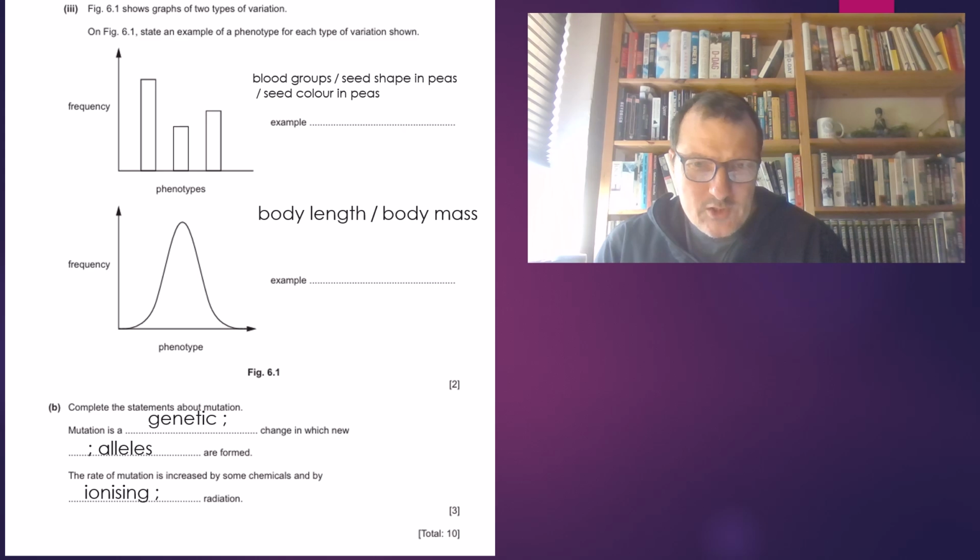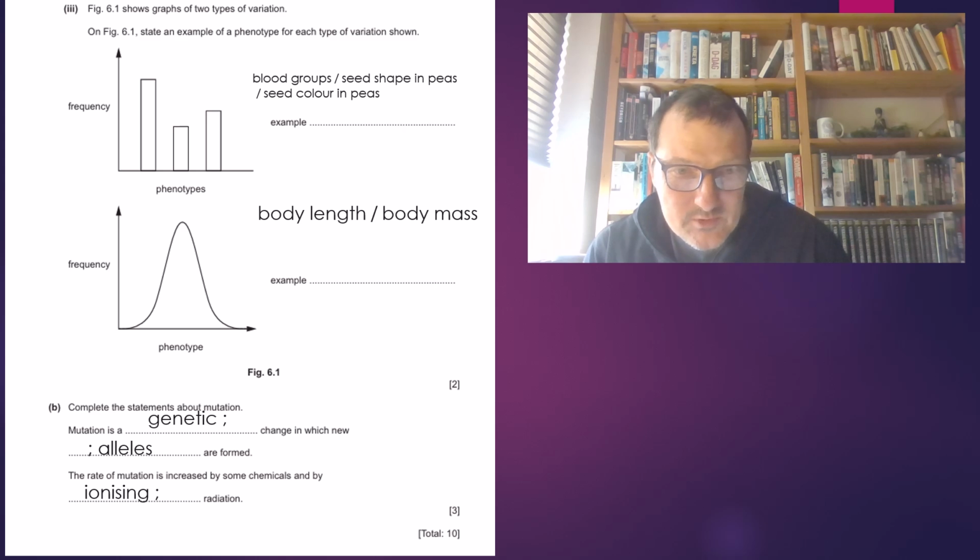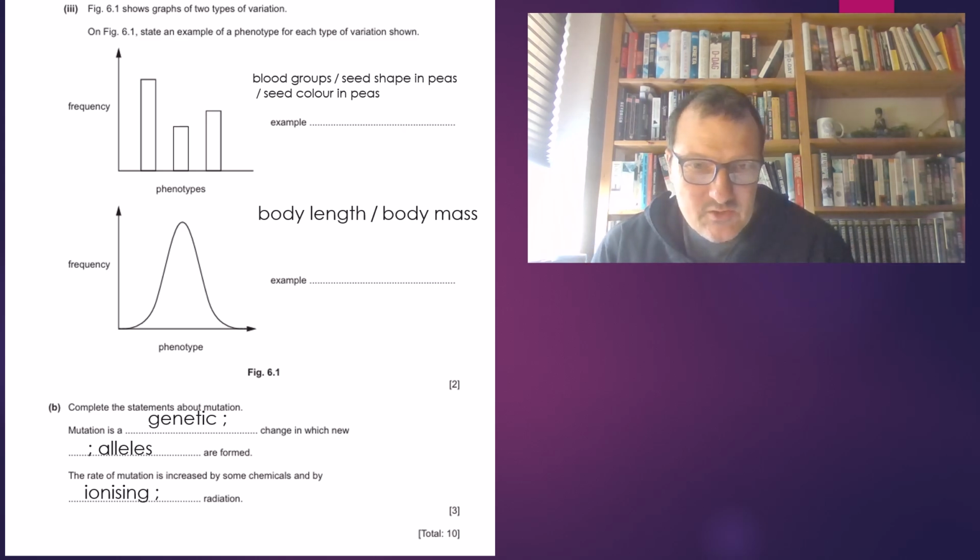And the words we have to use in the last one here: mutation is a genetic change in which new alleles are formed. The rate of mutation is increased by some chemicals and by ionizing radiation.